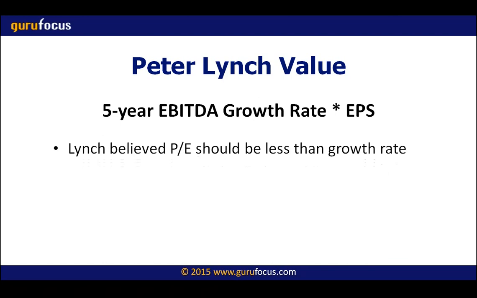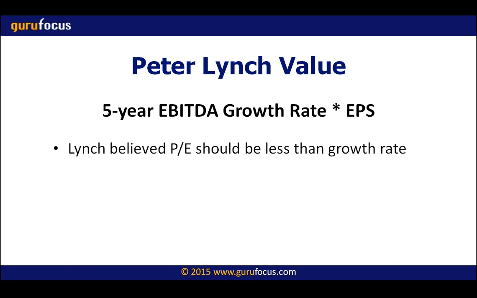And the reason for this formula is very simple. Peter Lynch believes, and if you read his book, One Up on Wall Street, I'd highly encourage you to do that, that the price to earnings multiple, the PE ratio, should be less than the growth rate. And that was half of the mathematics he did to find stocks to buy.